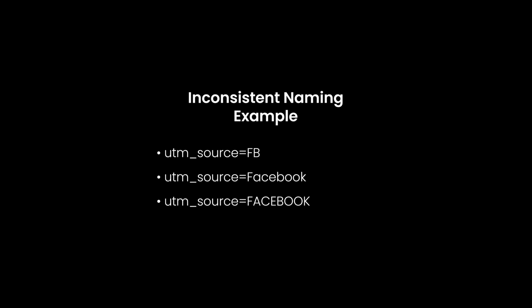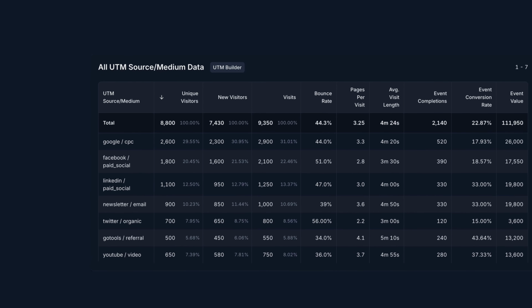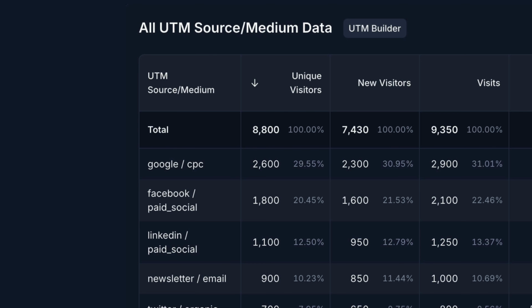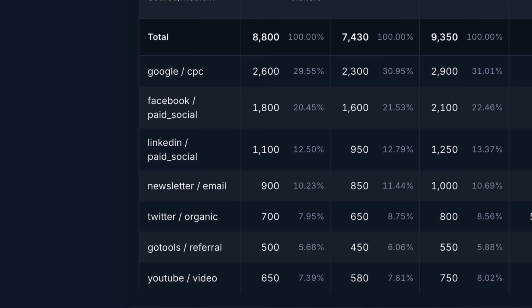Not using a consistent naming structure is one of the biggest reasons campaign data gets messy. Instead, create a clear, standardized naming system for your UTMs and stick to it. This keeps your reports clean and easy to analyze.